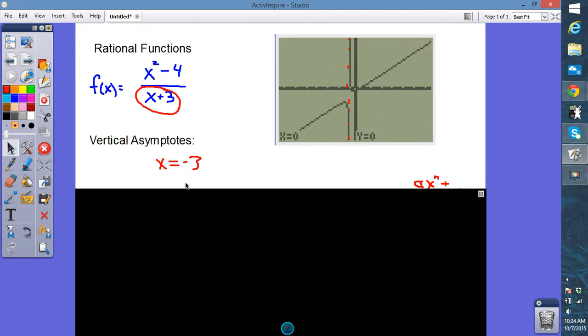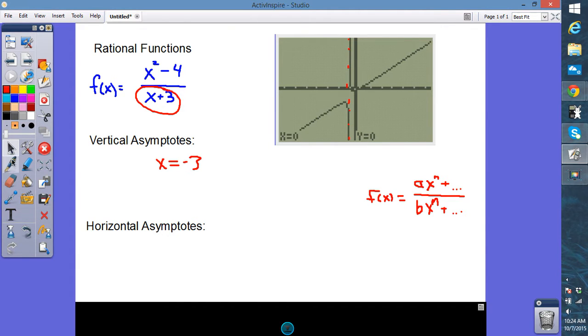All right, so remember our standard form. So now we're looking at n is greater than m. Our degree 2 is greater than our degree 1. So when we do that, it turns out we have no horizontal asymptote. So if n is greater than m, there is none. There is no horizontal asymptote.